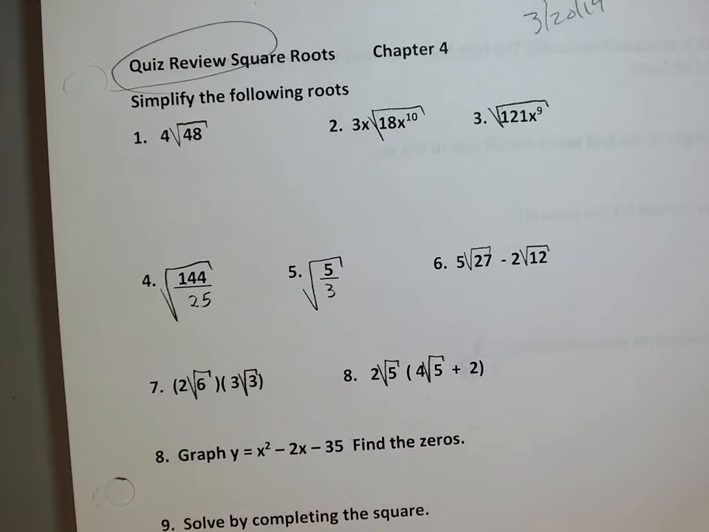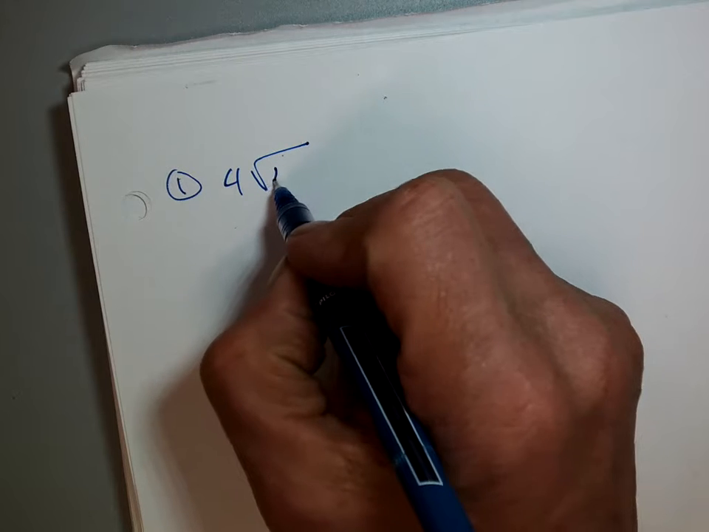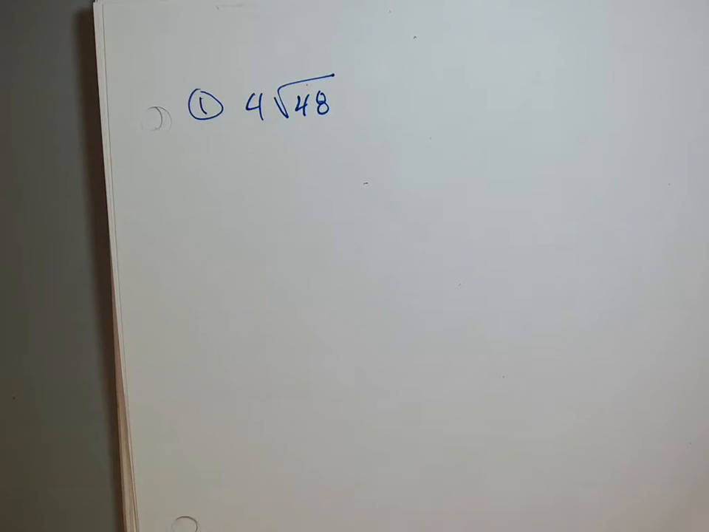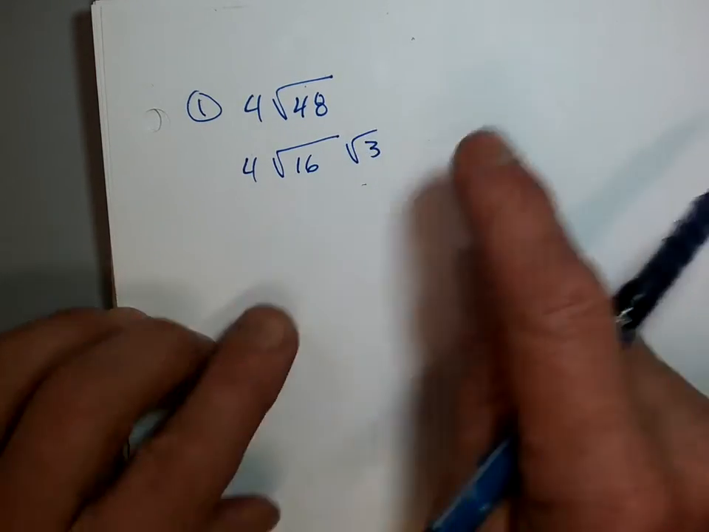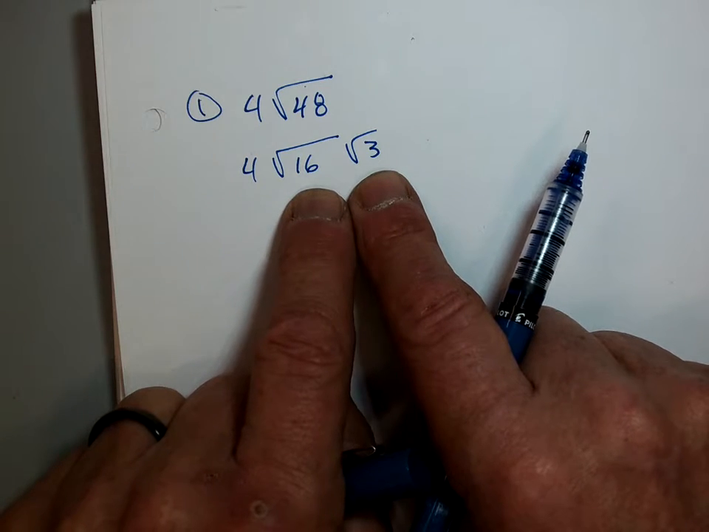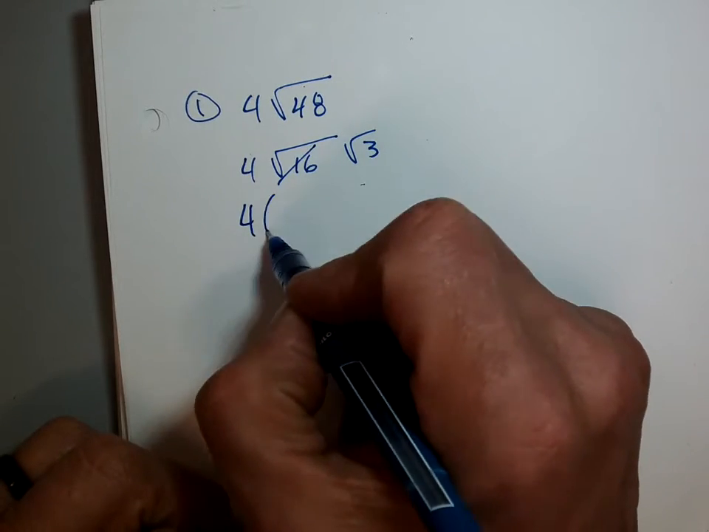Let's do it. Number 1. I'm going to do this on a separate sheet of paper. So number 1 is 4 square root of 48. Now 48 can be broken down in a lot of ways. 4 and 12 works, but I like to go straight to 16 and 3 because it's faster, it's bigger. So I'm going to go 4 times the square root of 16 and the square root of 3. 16 times 3 makes 48, and I like that because there is a square root of 16. So the square root of 16 is 4.